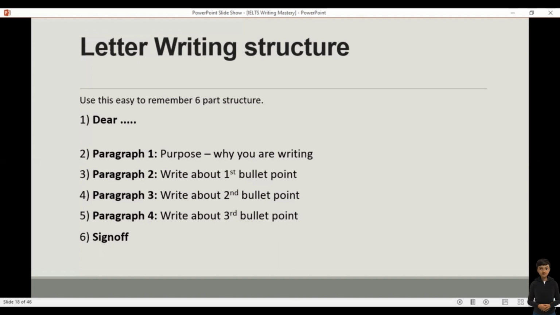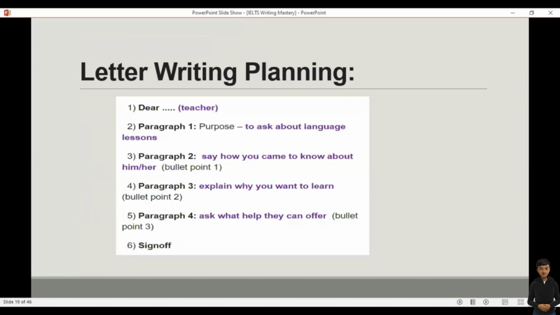Okay, and finally we are going to do a sign off, right? So this is really easy to remember, a six-part structure. Next, we have letter writing planning. Planning is really important because before writing, you have to spend 3 to 5 minutes in order to plan your letter so that you can write it down effectively and immediately.